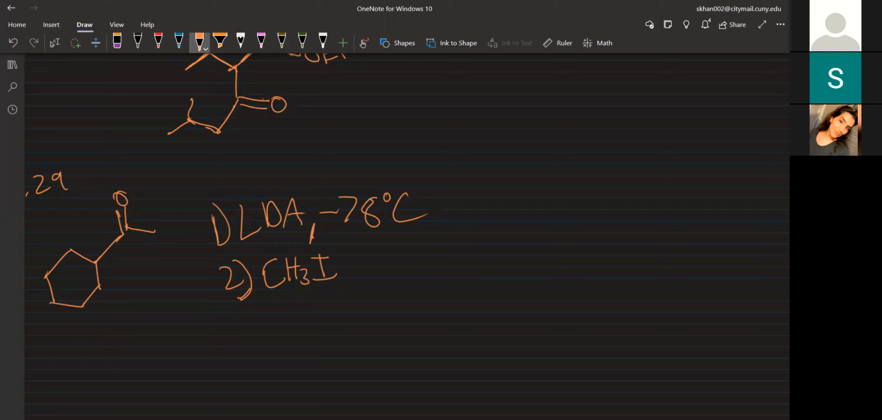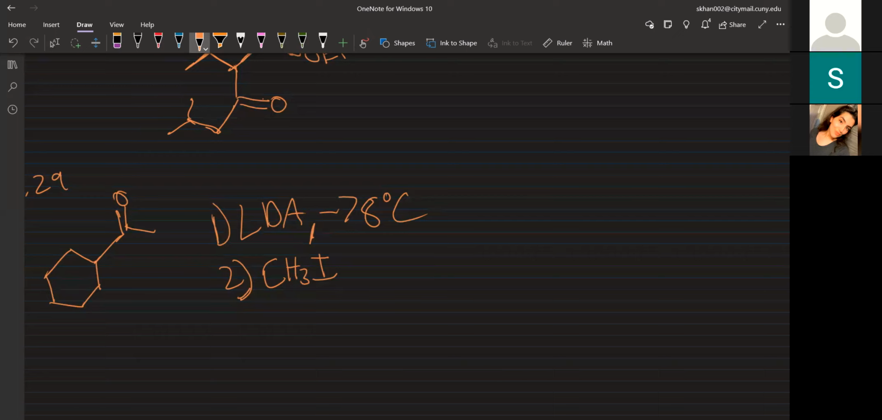That's not a high temperature. It's negative 78 degrees Celsius. It's pretty low. But yes, it's going to be kinetic, because first we have a bulky base. The first thing with the bulky base is that it's going to be selective. It's going to grab from the less hindered position, or the places with less H's, however you want to look at it. The less hindered, right?